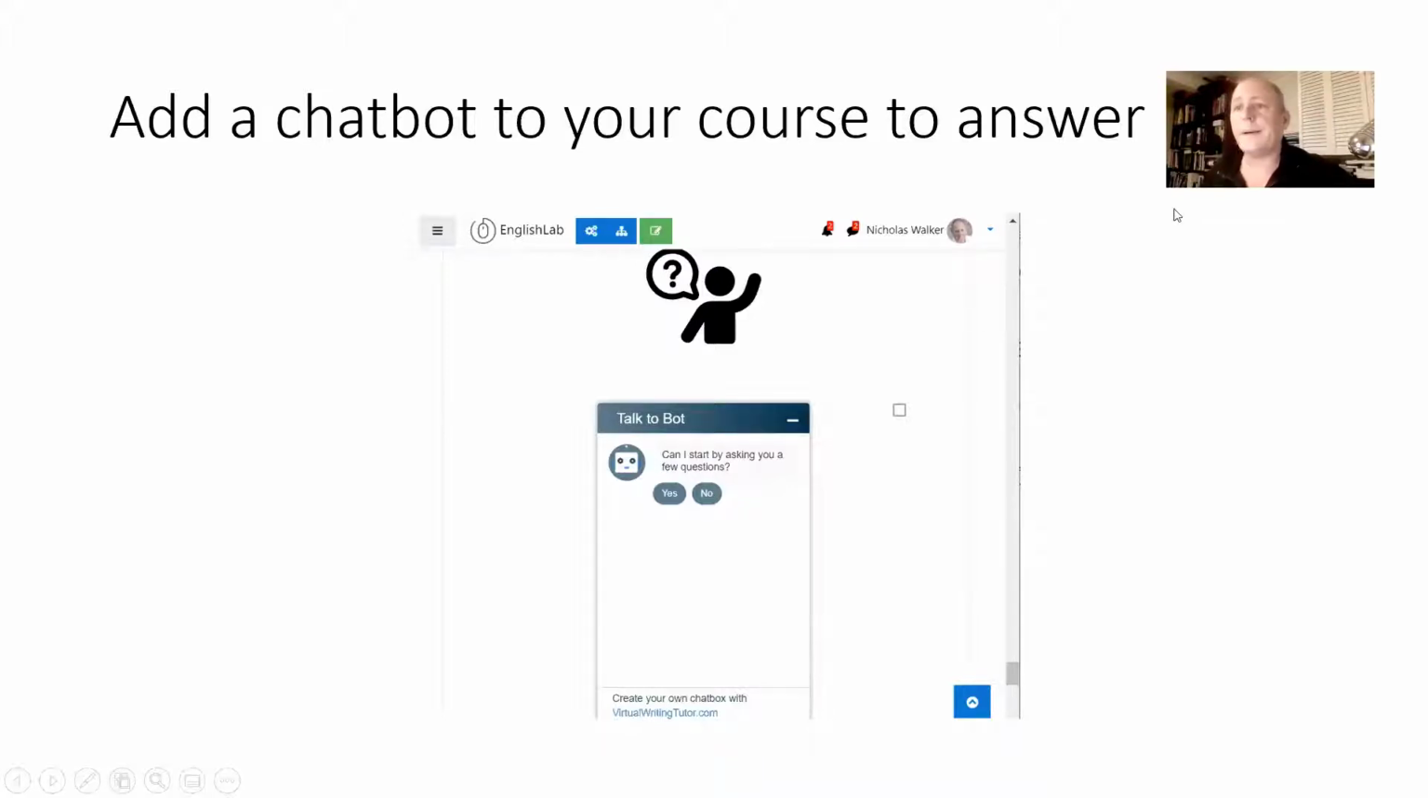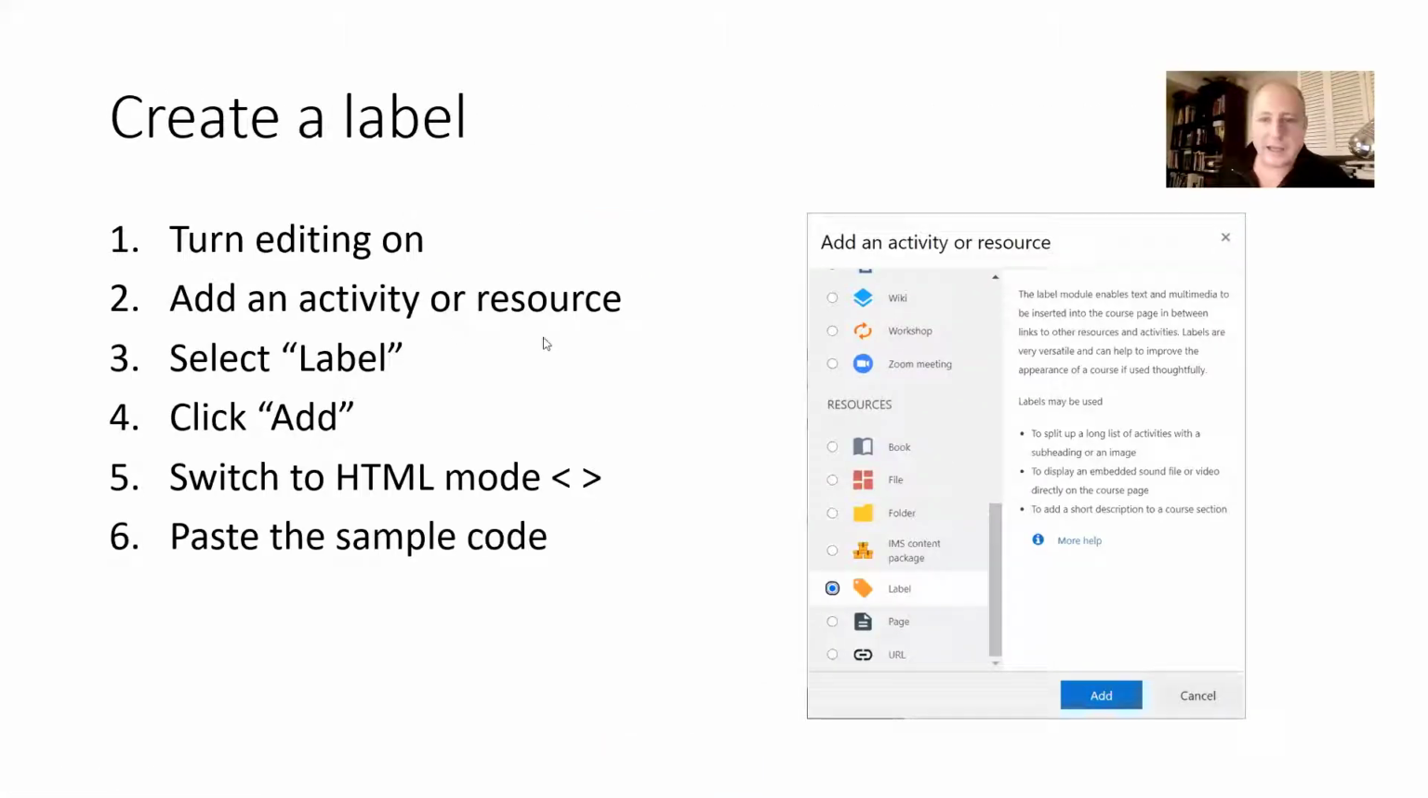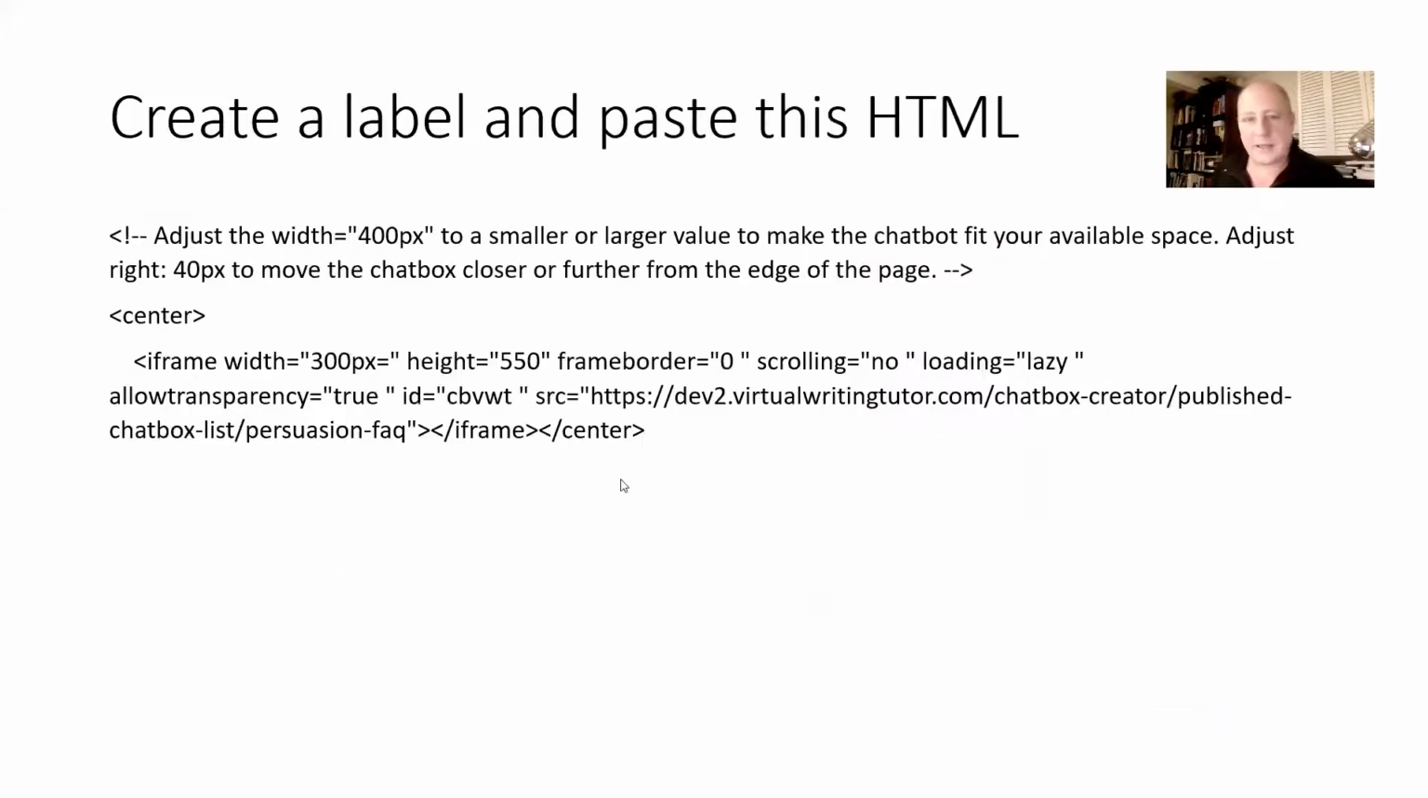So you turn editing on, create a label, that's here, and you add the HTML code. Okay, so what you need to set is the width, right? 400, I think, is right. 300 maybe is better. And you need to set a height. The height should be 550. This is in pixels. I recommend no frame border and no scrolling. And again, loading should be set to lazy. There's transparency that I think you should have. Okay, so all of this is a way of adding a chatbot to your course.